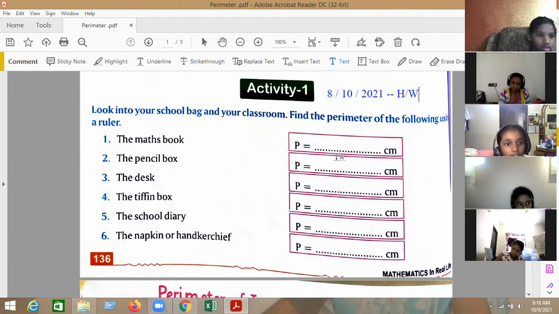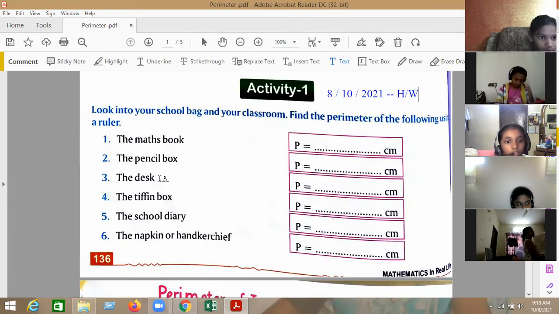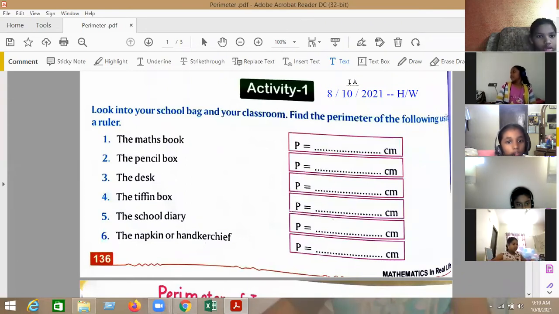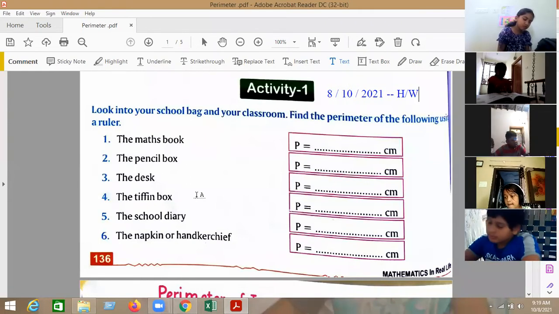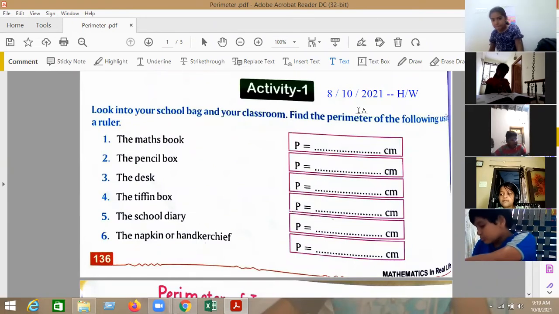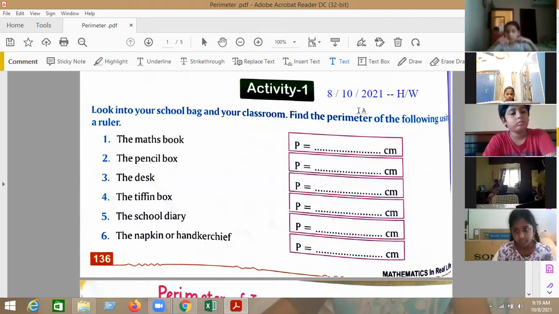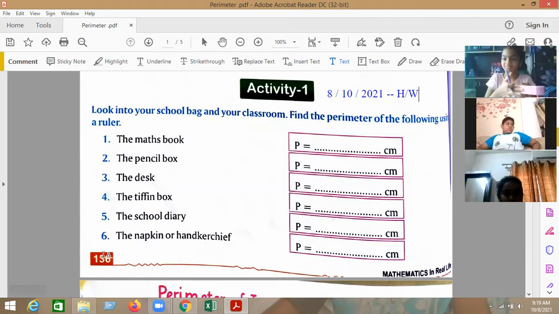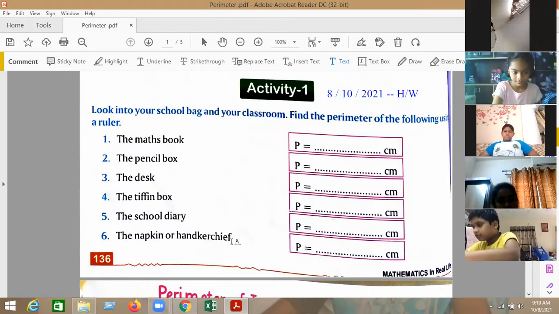Children, maths book, yesterday we measured, it is 96 centimeters. Pencil box, most of you have a desk. At home, if you have a study table, measure your study table. If you don't have one, just measure your exam pad. And tiffin box. School diary, if it is not there, measure your maths notebook. And napkin and handkerchiefs are there at home. This is your homework.